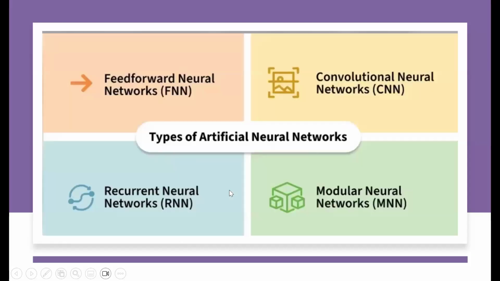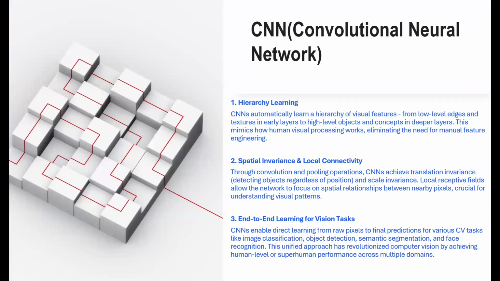Okay. So let's try to figure out that ANN has different types: feed forward, CNN, RNN, and MNN. I will not go in depth into the different types of artificial neural network. I will explain only CNN, which is a traditional method. So this is the CNN method, which stands for convolutional neural network.